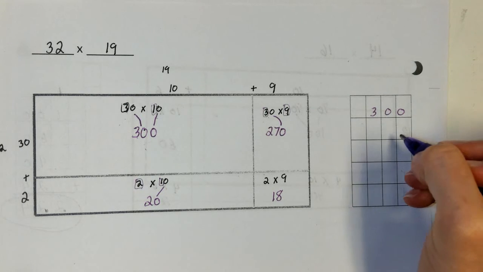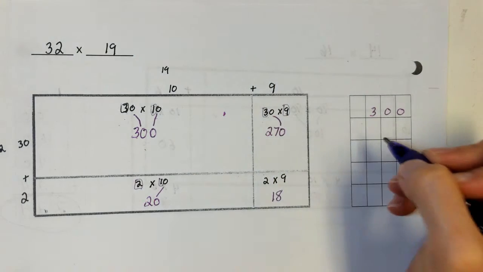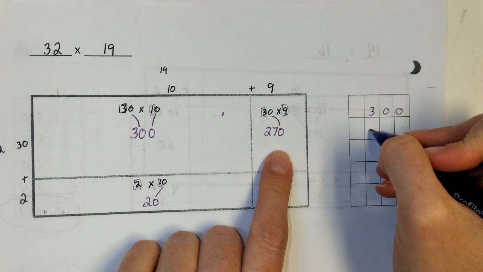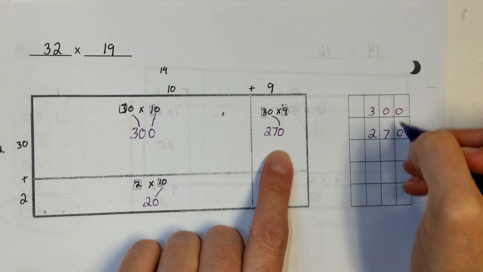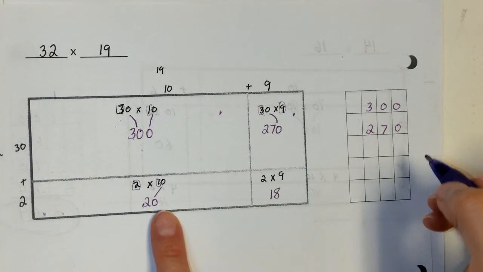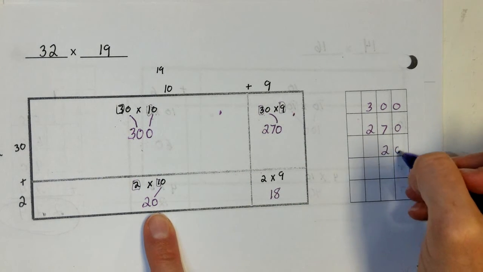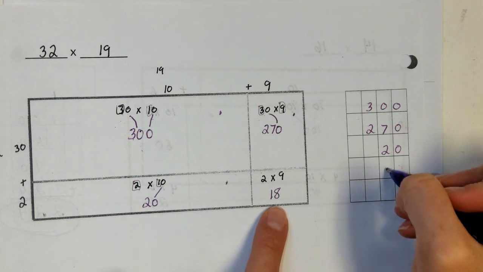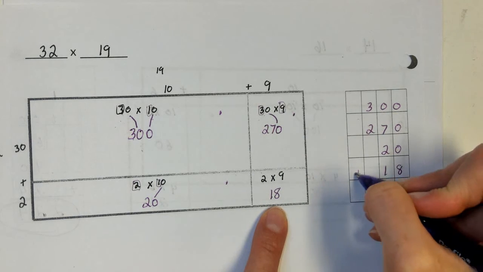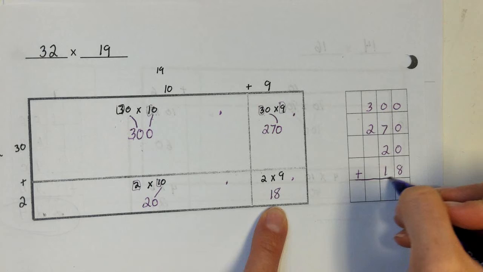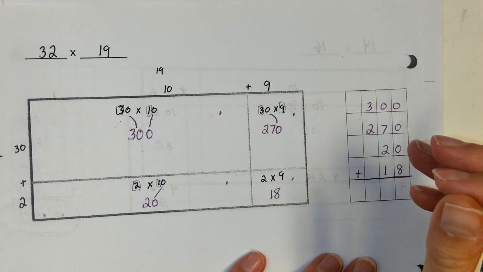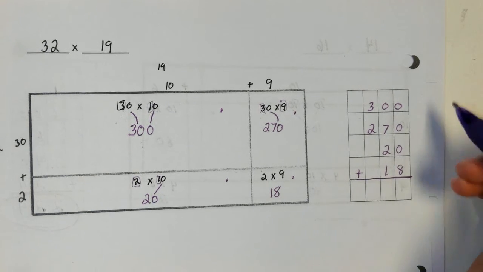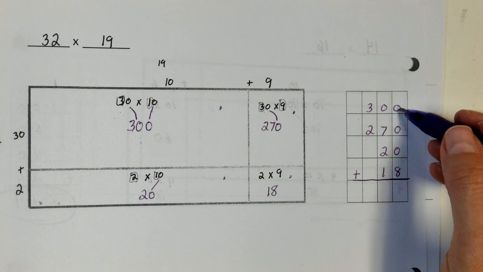So I have 300. I'm going to put a dot in the box so I know I've put it on my list. 270. Dot in the box. 20. Dot in the box. And 18. Dot in the box. 600. All right, Zanaya, will you talk me through the addition?